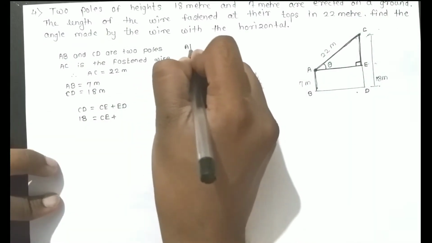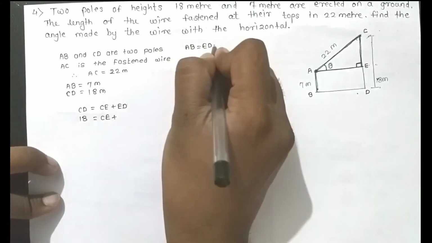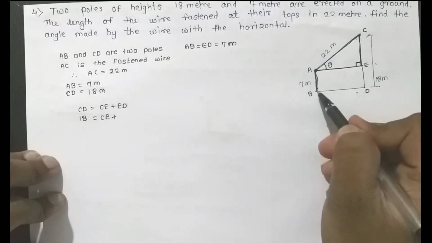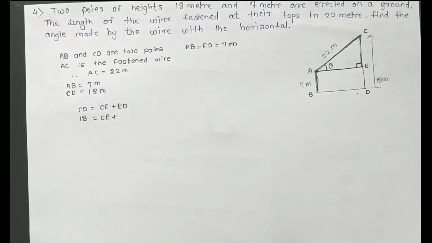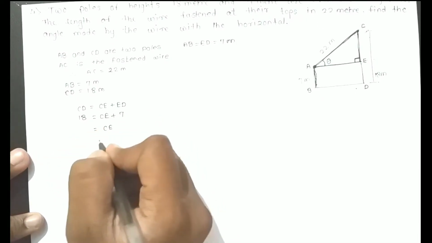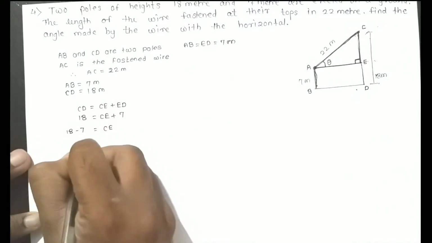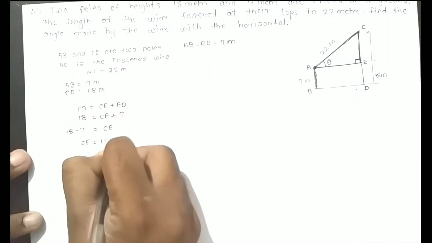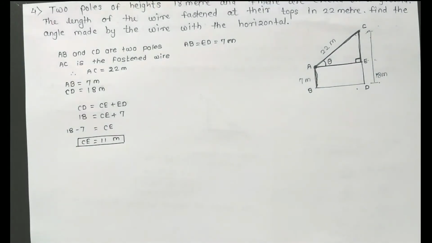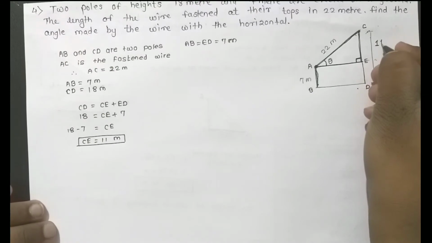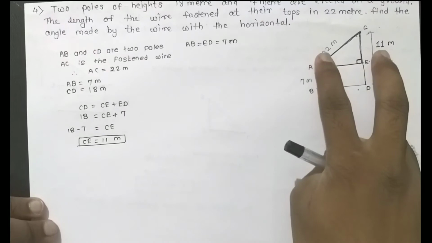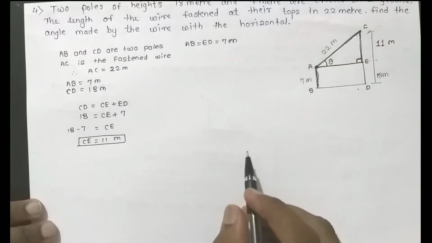You know, AB is equal to ED, that is 7 meter, opposite sides of a rectangle. So ED is equal to 7 meter. CE as it is, 18 minus 7. CE is equal to 11 meter. What is the value of CE? 11 meter. Now I know two sides of the triangle, right?